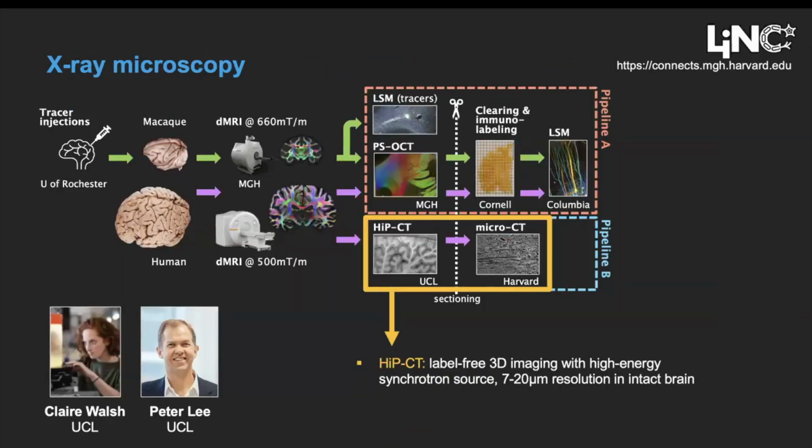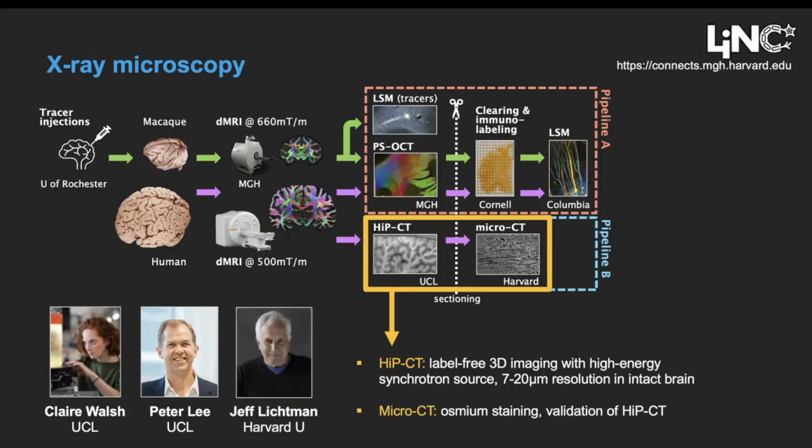In addition to these optical imaging techniques, last but not least, we have an innovative X-ray microscopy technique called HiP-CT, or hierarchical phase contrast tomography, that has been pioneered by Claire Walsh and Peter Lee at UCL. It allows label-free, without any staining, imaging of entire organs, so even entire human brains, in a high-energy synchrotron source at resolutions that can range from 200 micron in the whole brain down to a few micron in small areas within the intact brain.